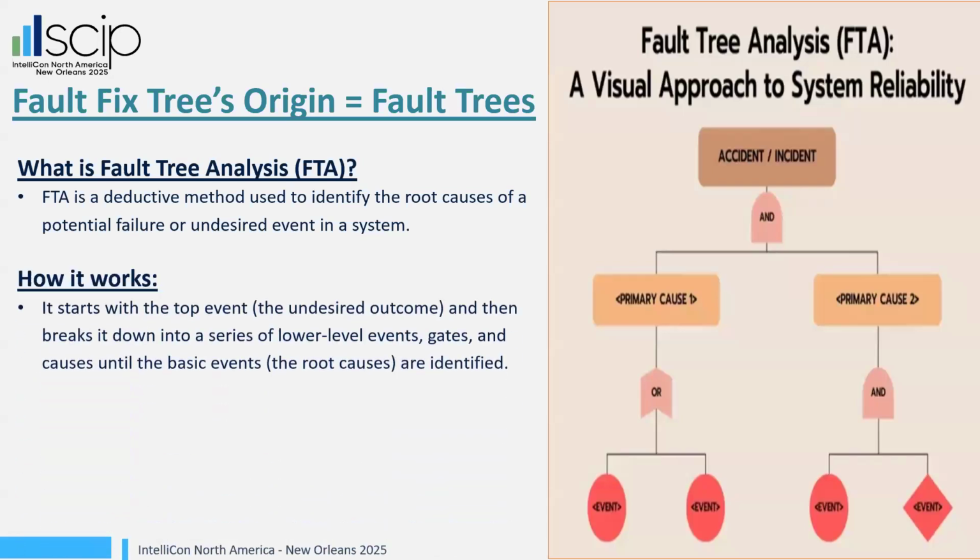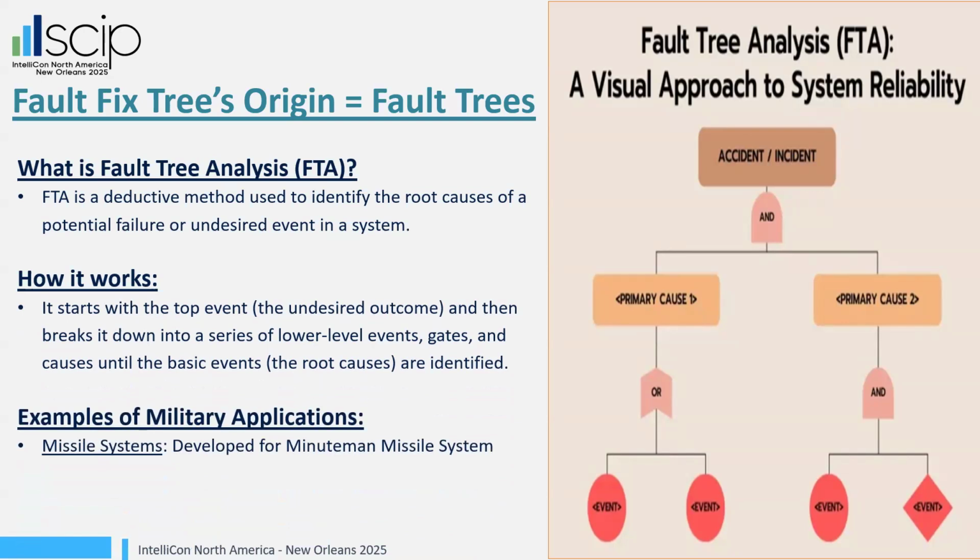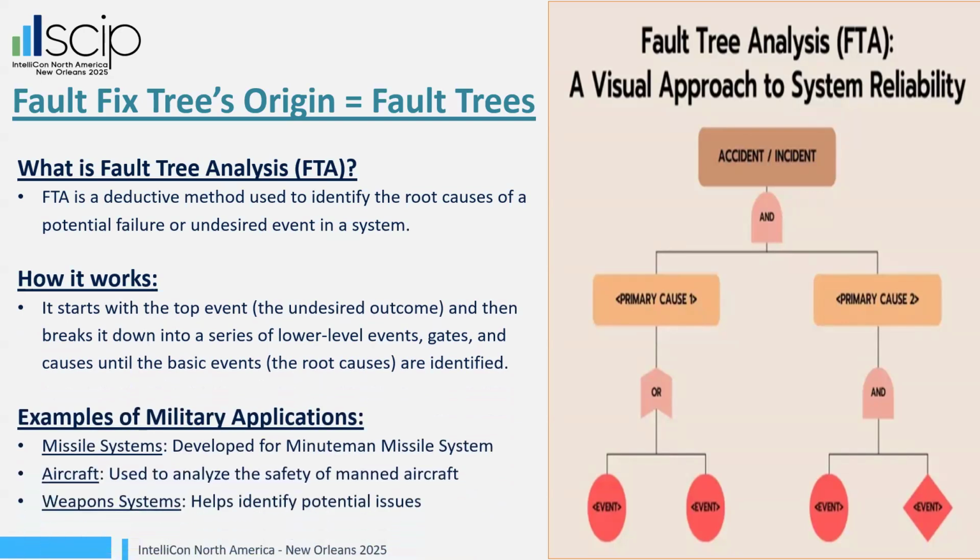How it works is you start with the top event, the accident, the incident, whatever it is, the item in our case, and then you break it down into a series of lower level events, gates, whatever could cause a product to fail. The military uses this for missile systems, aircraft, weapon systems, right? It identifies any potential issues before these things become live systems. We've adapted it for the food industry.